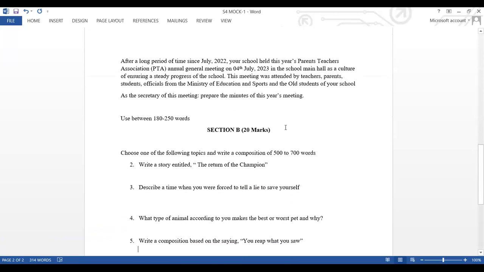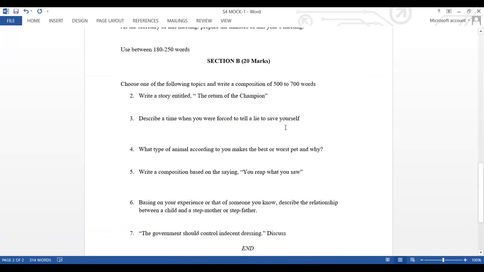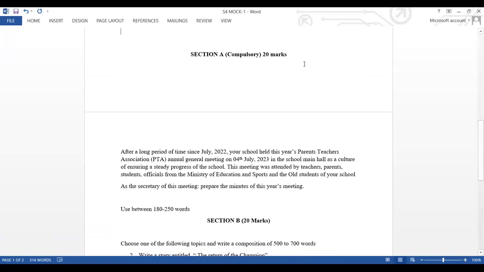And then section B looks like this. You'll be given an option of 6 questions and you only choose one. So now we can go into the tips on how to pass this paper before we look at some of the samples or ask some questions.